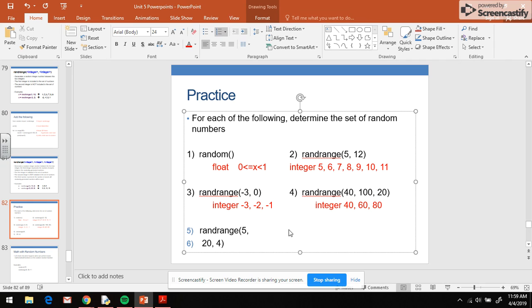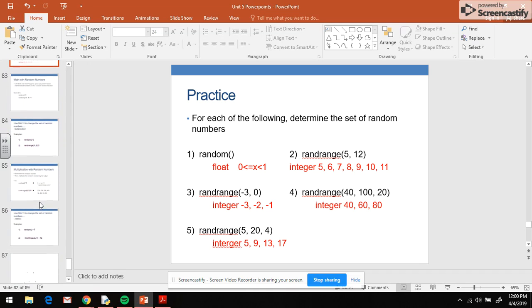And then this last one here is going to be just like the one we just did, but it has three different numbers. So again, here we're going to produce an integer because we're using rand range. They start at 5, and then we're going to go 4 counts apart until we hit 20 or go beyond 20. So we have 9, the next one would be 13, the next one would be 17, and then after that we would hit 21, but we know anything beyond 20 is not included. So this instruction would create a random number of 5, 9, 13, or 17. So you should now be able to make predictions about the random number sets we're going to have.